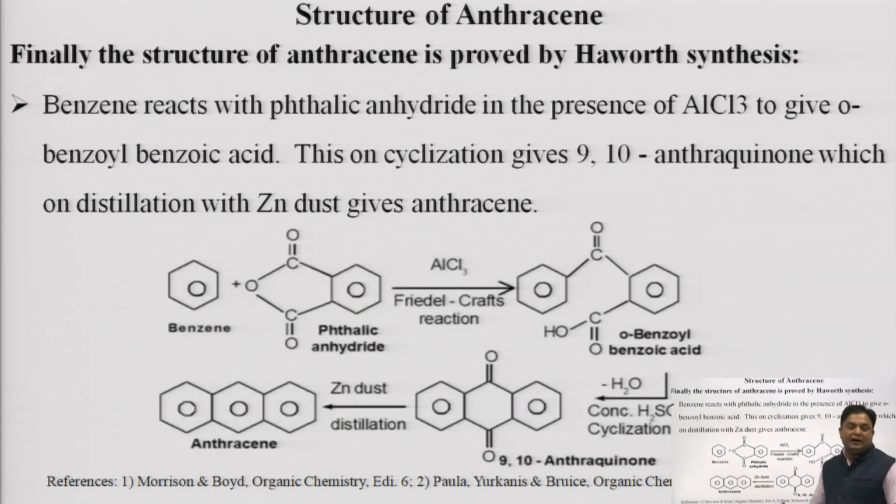Like other polynuclear aromatic hydrocarbons, anthracene can also be prepared by the Haworth synthesis. Here we use a benzene ring as the starting material, and we react this benzene ring with phthalic anhydride in the presence of a Lewis acid like AlCl3. A Friedel-Crafts reaction occurs, and we get orthobenzoyl benzoic acid.